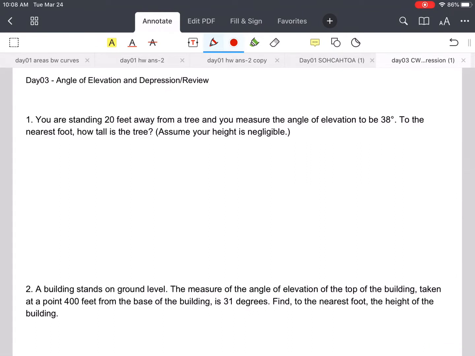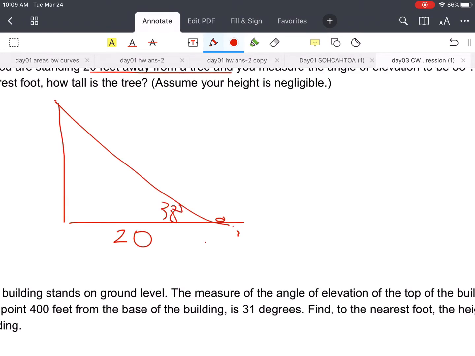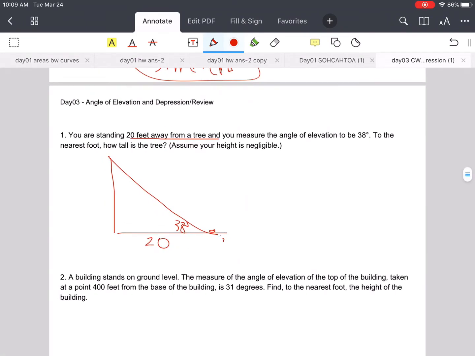You are standing 20 feet away from a tree. Usually they'll say the base of a tree, but they just say tree. So you picture, if that's the tree, and this is you standing here, you are 20 feet away from it. I know some people think that would be the hypotenuse, but that would be a line of sight from the top of the tree. So this would normally be a little more specific. So anyway, this is 38 degrees, the angle of elevation. How tall is the tree? That's here. So again, this is opposite over adjacent.